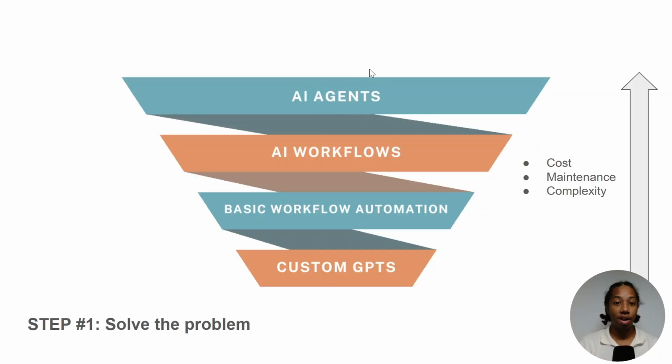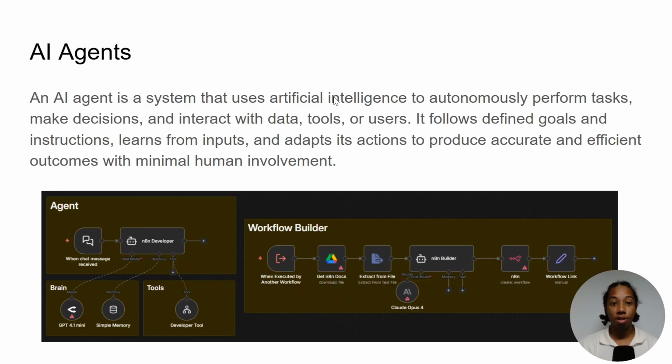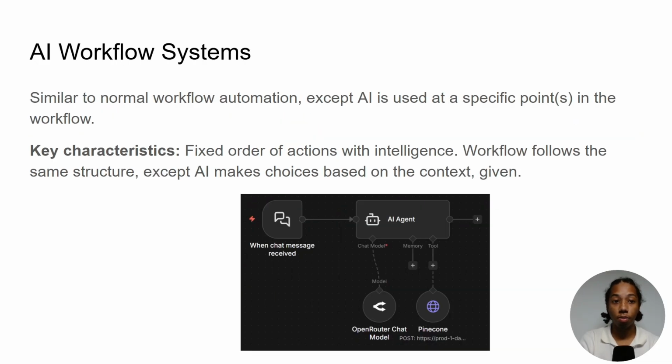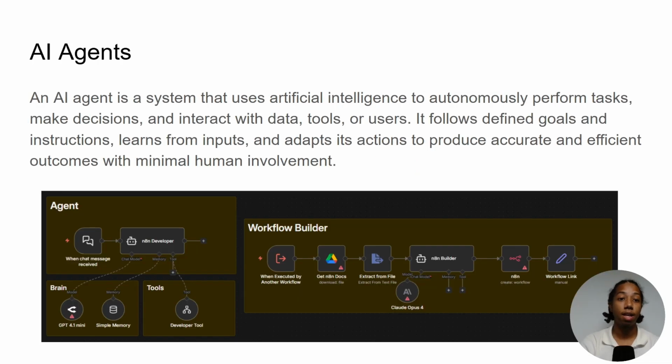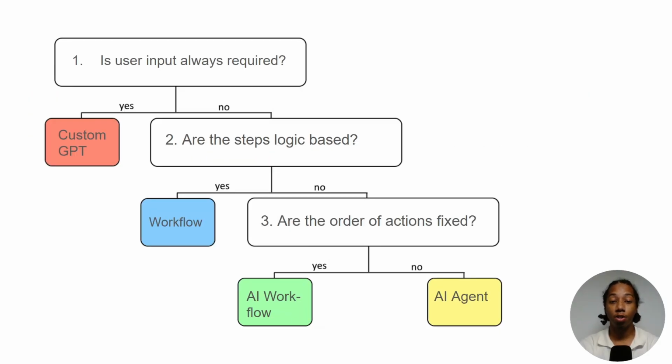And now, lastly, we have AI agents, which are systems that use artificial intelligence to autonomously perform tasks, make decisions, and interact with data, tools, or users. They follow defined goals and instructions, learn from inputs, and adapt their actions to produce accurate and efficient outcomes with minimal human involvement. So what differentiates the AI agents from the AI-based workflow systems, or just the regular workflow systems, is that the AI agent itself is the one that's making the decisions and creating all the actions.